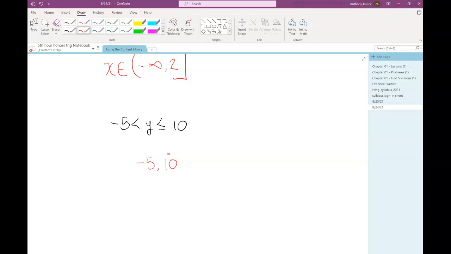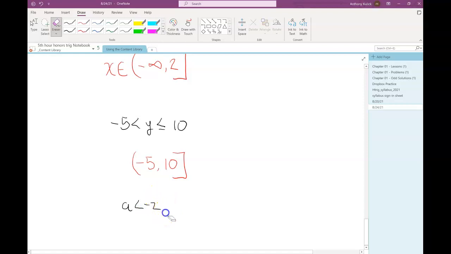Okay. Negative 5, bracket or parenthesis? Parenthesis. Everybody good with that? 10, bracket or parenthesis? Bracket. Feel good there? So that's an and inequality, right? y is greater than negative 5 and less than or equal to 10. So both of those need to be satisfied.